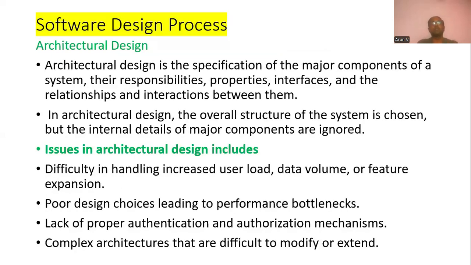The next one is the architectural design phase. In this design phase, we describe the major components of the system, their responsibilities, their properties, their interfaces, their relationships, and how each component in the complete architecture interacts with the others. Everything will be detailed. Okay. In this phase, there are different issues. What are they? Difficulty in handling increased user load, data volume, or feature expansion.